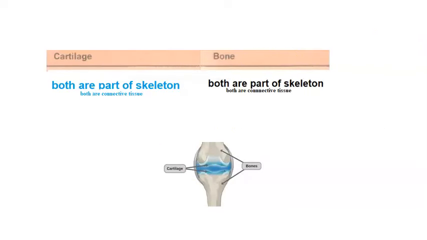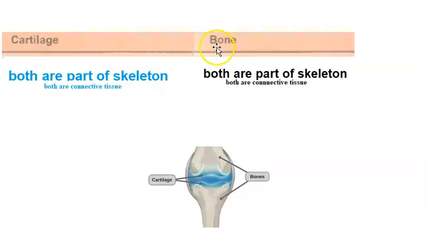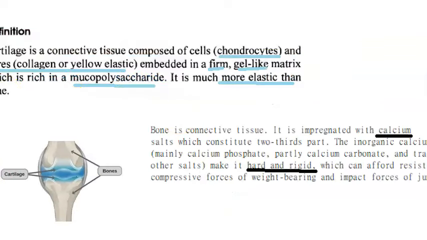Both are part of skeleton, remember. Bone is also part of skeleton, cartilage is also part of skeleton, and both are connective tissue. What are both? Both are connective tissue. I am giving you more information here. So both are connective tissue, remember. So these are similarities actually. Okay, so now let us start off with the definition of cartilage.